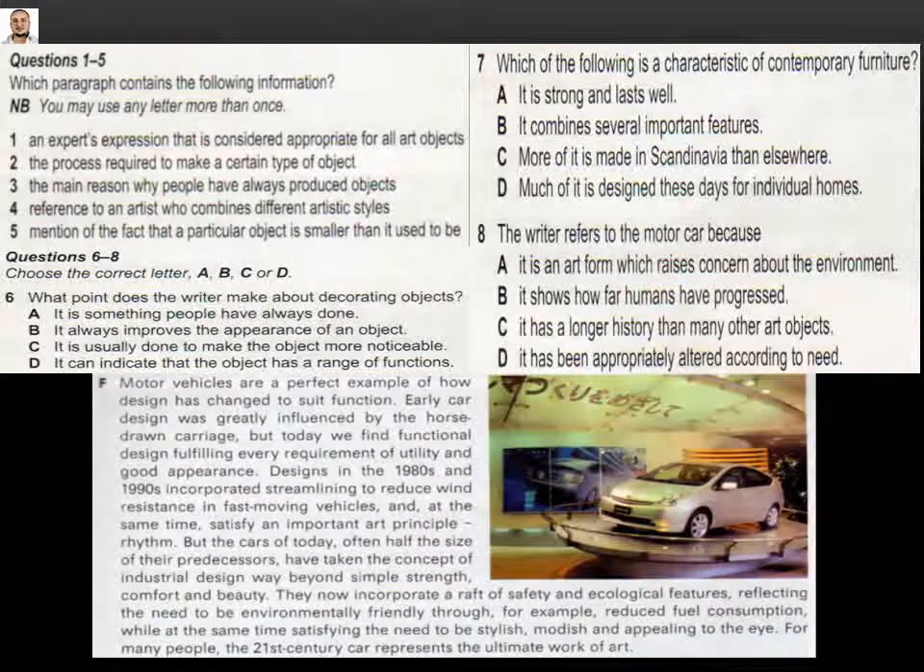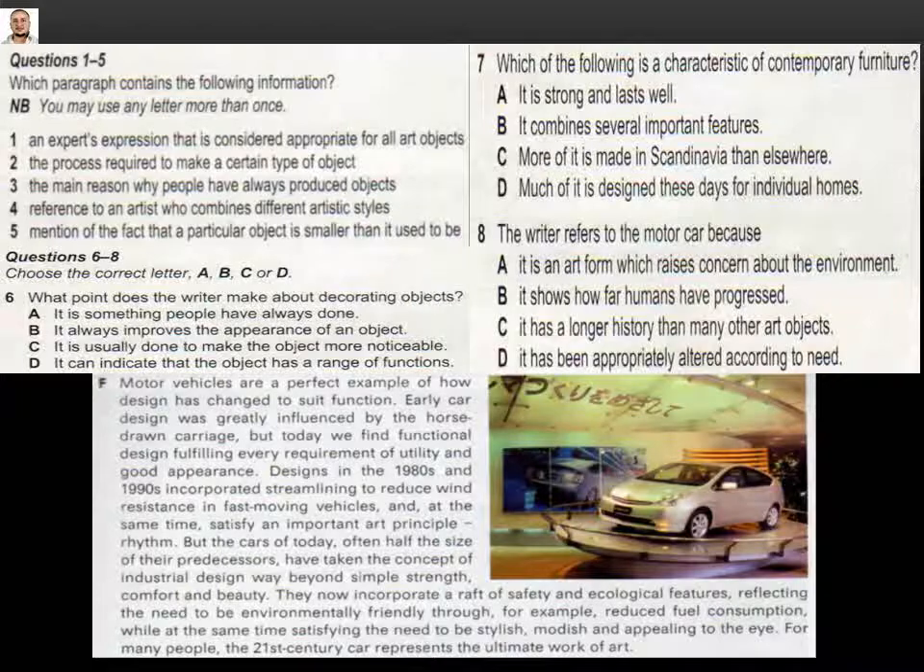Okay, motor vehicles are a perfect example of how design has changed to suit function. Early car design was greatly influenced by the horse-drawn carriage, but today we find functional design fulfilling every requirement of utility and good appearance. Designs in the 1980s and 1990s incorporated streamlining of reduced wind resistance in fast-moving vehicles, and at the same time satisfy an important art principle, rhythm.